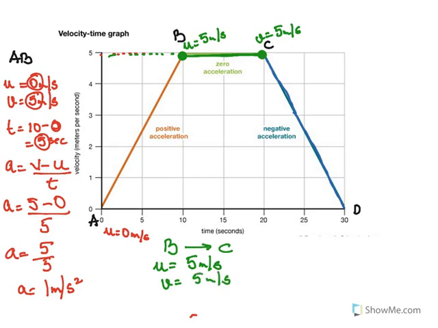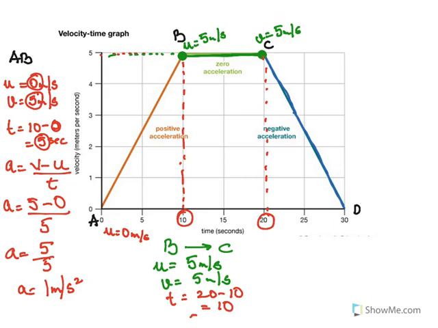How long has this change taken? At B, what was the time at B? This was the time at B. What is the time at C? We go down here. What is the time at C? 20. So the time for this would be 20 minus 10, and that would be 10.